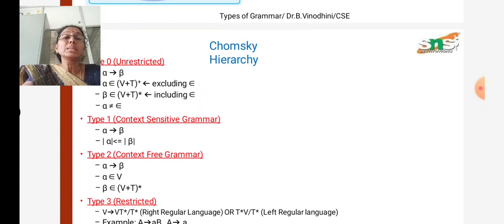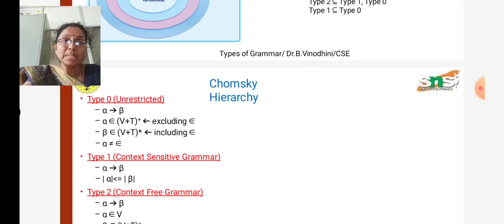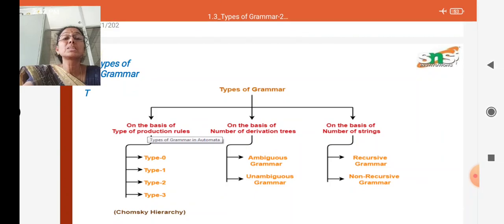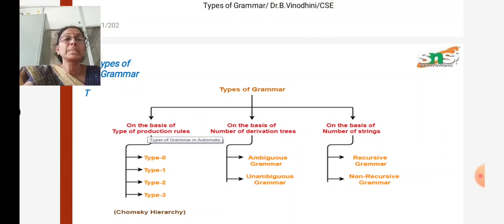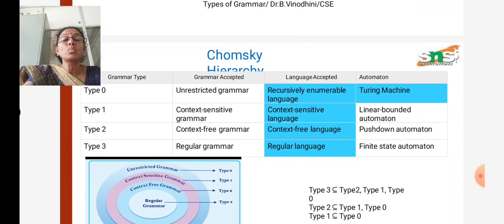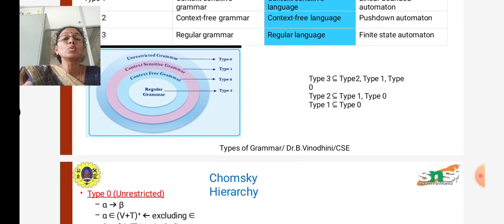So this is about the Chomsky hierarchy. I hope you understand what a grammar is. Grammar is nothing but a combination of non-terminals, terminals, production rules and a start symbol. The classification of grammar is based on three bases: production rules, the derivation tree, and the strings. Based on the production rule, it is classified as type 0, type 1, type 2 and type 3. It is called the Chomsky hierarchy. Type 3 is the more restricted grammar. So once the grammar is type 3, it is also type 2, type 1 and type 0.